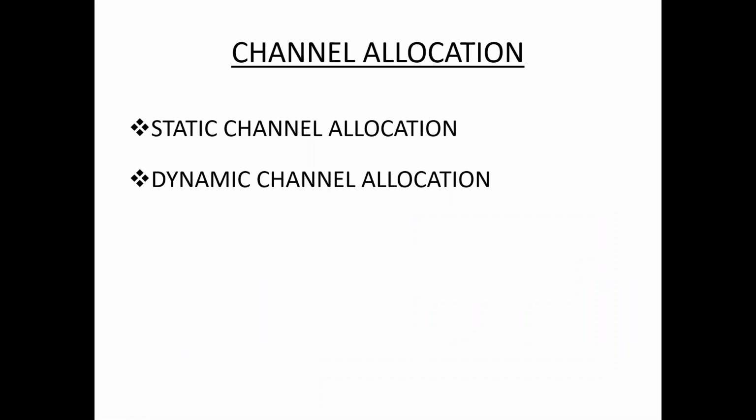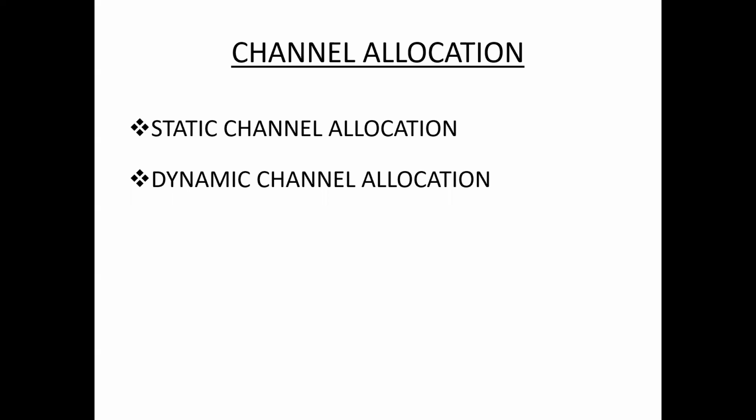Next, channel allocation. There are two types of channel allocation, static channel allocation and dynamic channel allocation. Static channel allocation is a traditional method of channel allocation in which a fixed portion of a fixed frequency channel is allotted to each user, who may be a base station, access point or any terminal equipment.